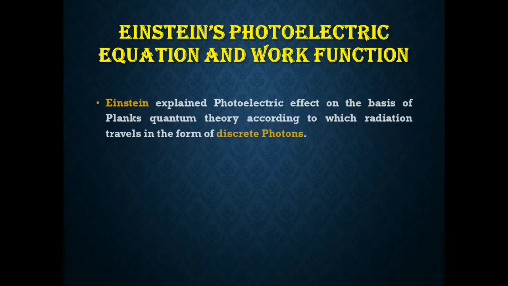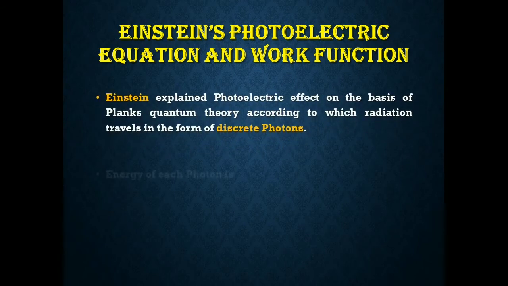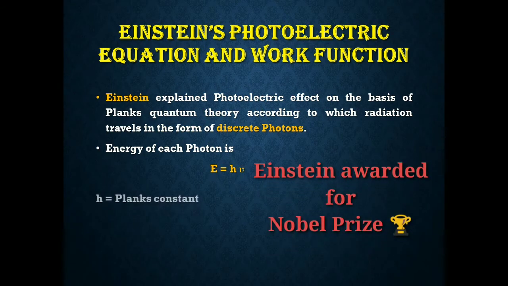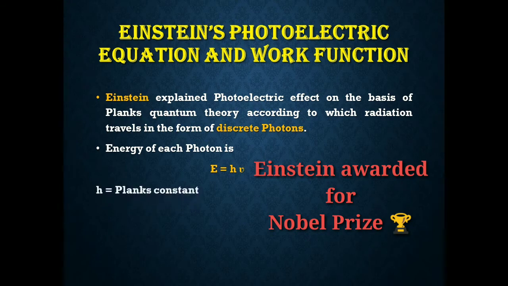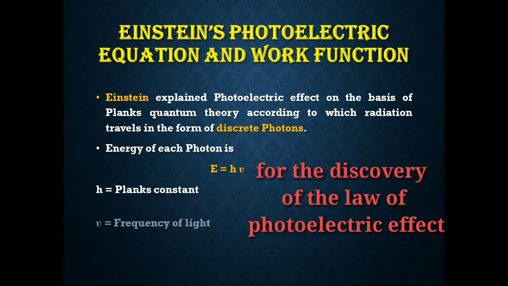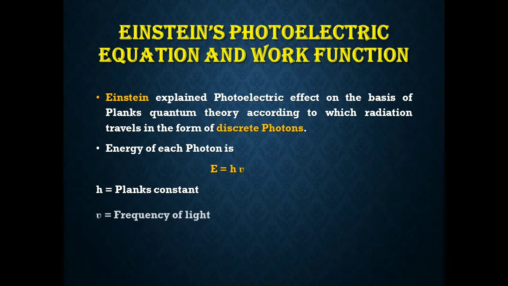On that basis, Einstein used Planck's theory to explain this photoelectric effect, in which radiation is considered to be in the form of discrete amounts of energy. Okay? That means, in an indirect way, we can say radiation is traveling in the form of discrete energy packets, or photons. The energy of a photon is given as E equals h nu, where E is energy, h is the Planck constant, nu is frequency. And in 1921, Einstein was awarded the Nobel Prize for his contribution toward the explanation of the photoelectric effect.